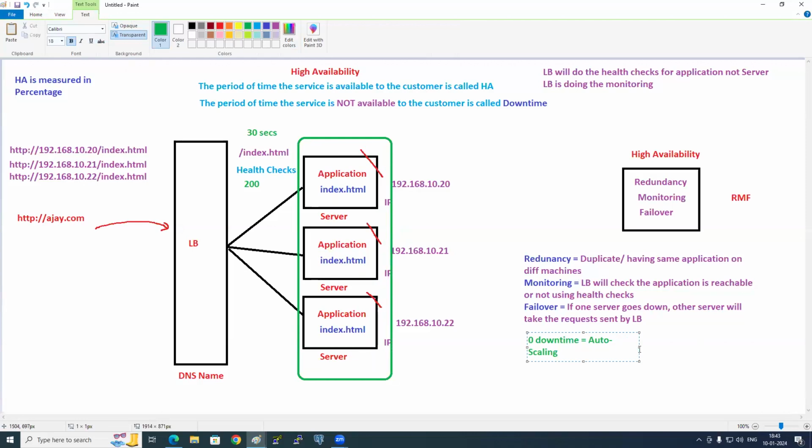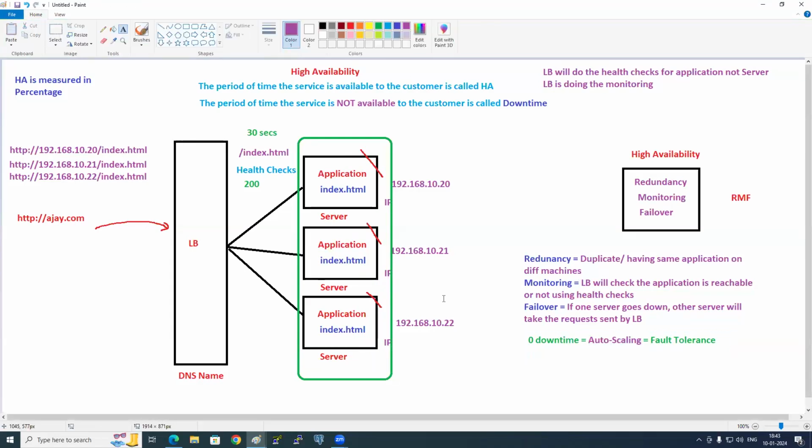Now, if you are getting zero downtime, that is called fault tolerance. If you are achieving zero downtime, what is that called? Fault tolerance. Fault tolerance means always up and running. Our infrastructure is fault tolerant, it doesn't tolerate faults. That's why we call it fault tolerance. Understood? How do you achieve zero downtime? Using auto scaling. What is zero downtime called? Fault tolerance. Is this clear, everyone?